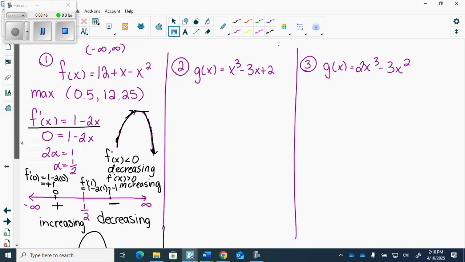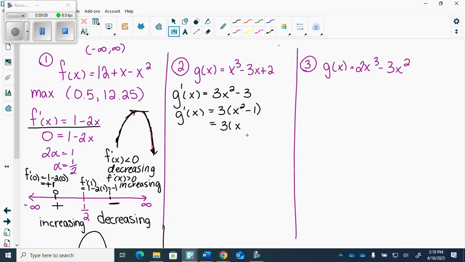Back to this polynomial. Okay, so this one up here, you guys found the critical numbers for, so let's test it. So we get g prime of x equals 3x squared minus 3. Take a 3 out, and I'm left with x squared minus 1. And so I get 3 times x plus 1, x minus 1. And I set it equal to 0. We agree? So what are my critical numbers? X equals plus or minus 1.